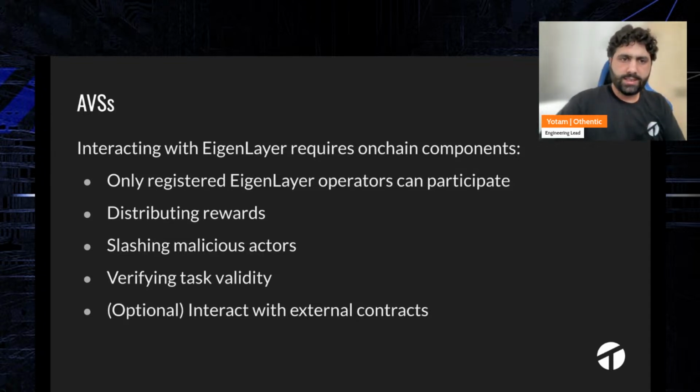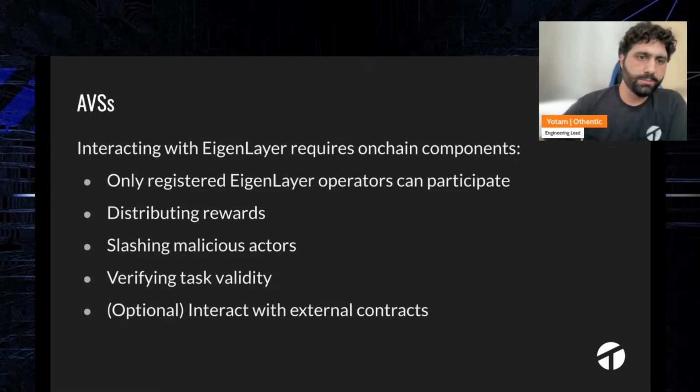The last thing that we want for our AVS to have on-chain is the component that verifies the task's validity. So we want to be able to verify that the attestations coming from our network are actually valid, and not submit rewards or slashing, etc., if the tasks themselves are not valid or if the attestations are not valid.